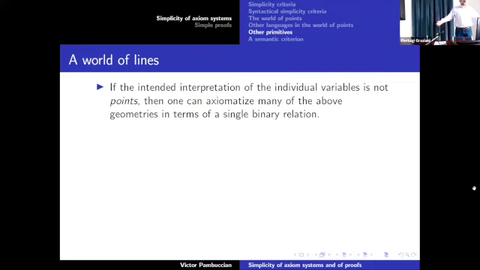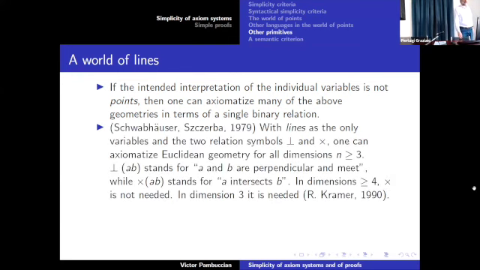So we had points previously. Now we say, well, let's liberate ourselves from the chains of pointness and allow ourselves to have different variables or different interpretations. The first that we will be looking at is what happens if we think that lines are our individual variables. Then you can axiomatize everything with a single binary relation.